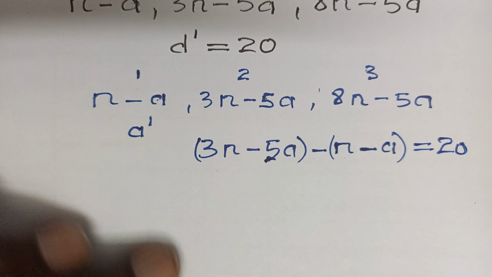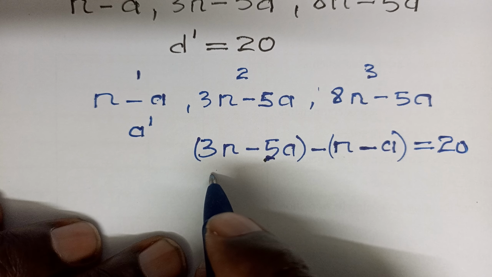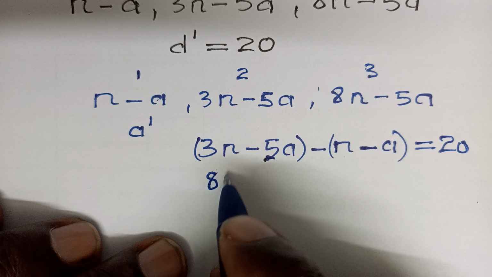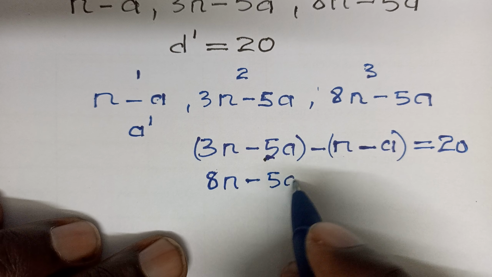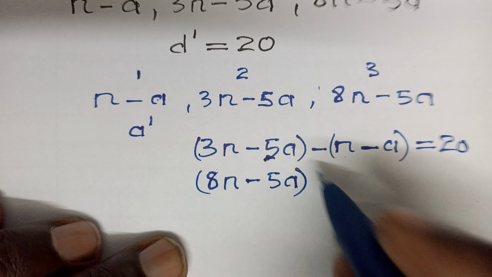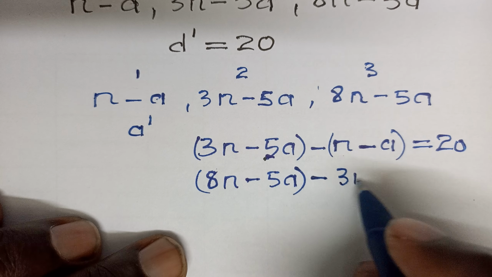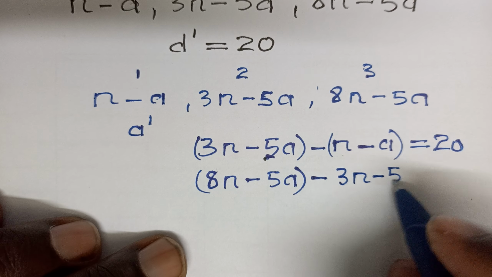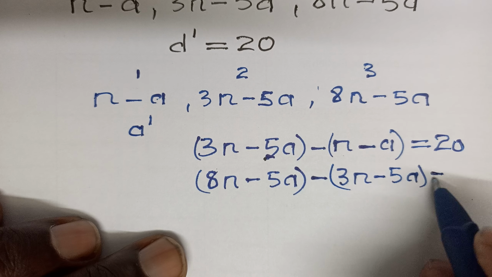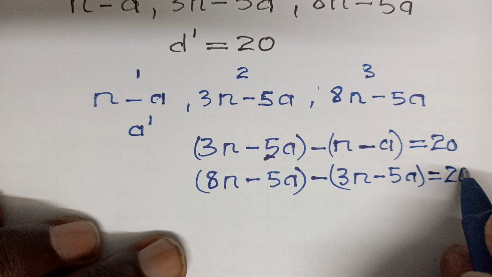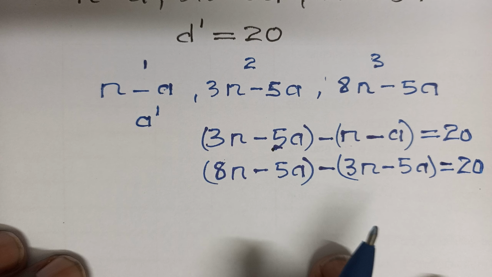This also happens for the third term, 8n minus 5a, minus now the second term, which is 3n minus 5a. This one also gives us 20. And so we work that out. Let's now see what happens.